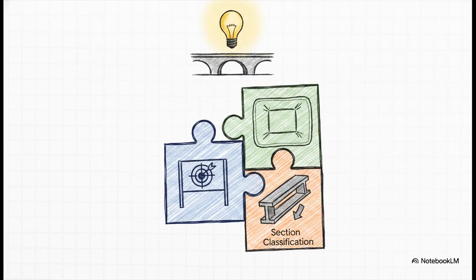Let's tie this all together. What we've seen today is that limit states set the goalposts. Partial safety factors give us the mathematical buffer for the unknown, and section classification ensures we respect the physical reality of local buckling. To sum it all up, mastering these interconnected concepts is the absolute key to safe, efficient, and economic construction in steel, exactly as intended by the IS 800 code.